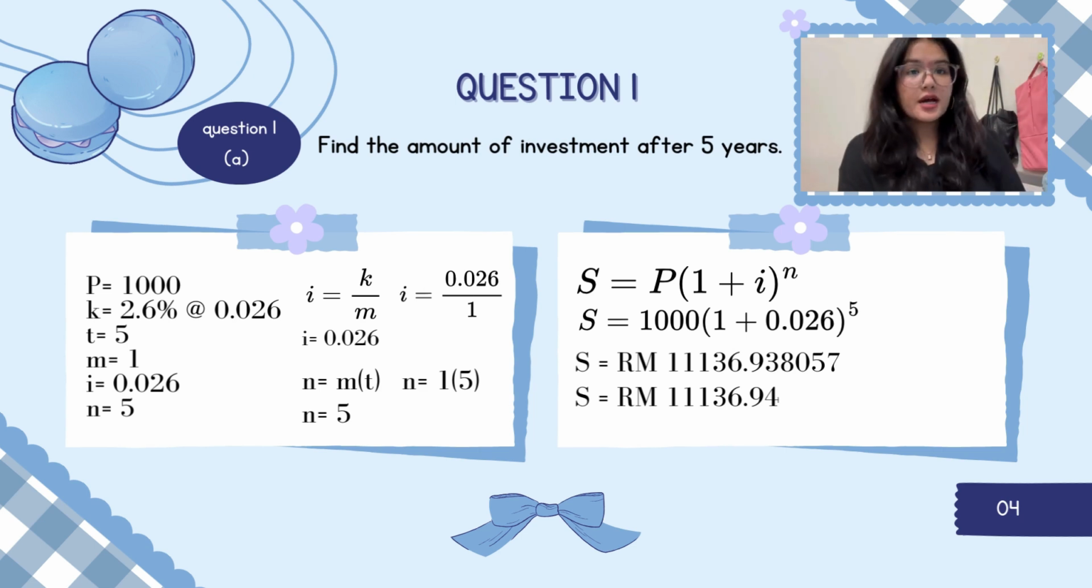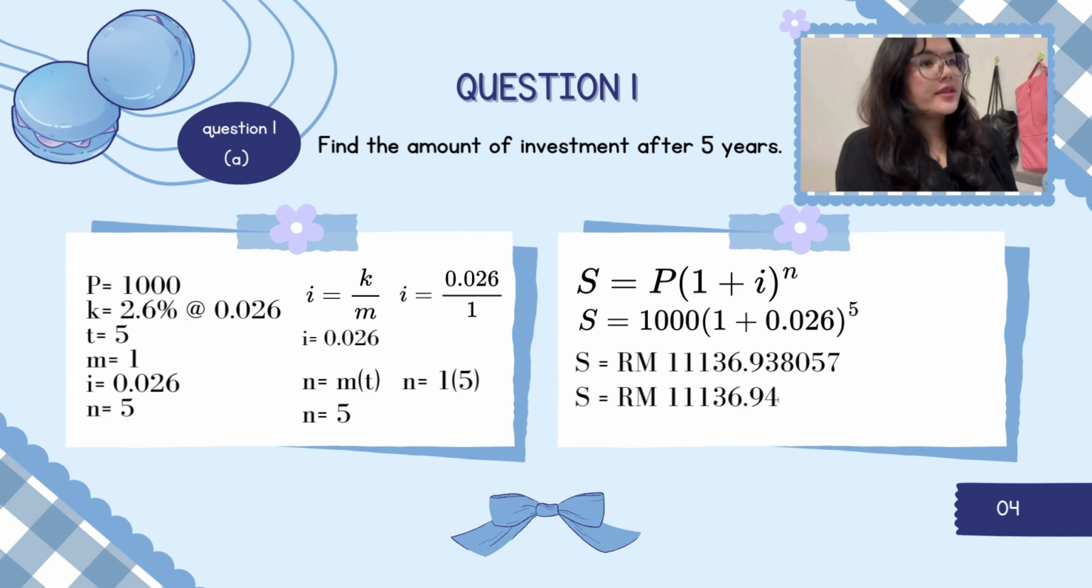Here is the information that I got. P, which is the principal, equals RM1,000, and K, which is the interest, equals 2.6% or 0.026. The term is 5 years, so T is 5. M, how many times it's compounded? It's compounded yearly, so M equals 1. I is 0.026. How do we get I? I equals K divided by M, which in this case is 0.026 divided by 1. So we get I as 0.026. And then N equals 5. How do we get 5? N equals M multiplied by T. It's 1 multiplied by 5. So N equals 5.